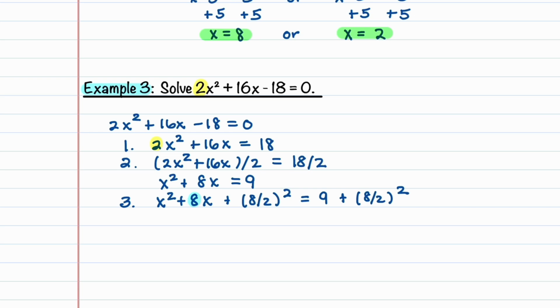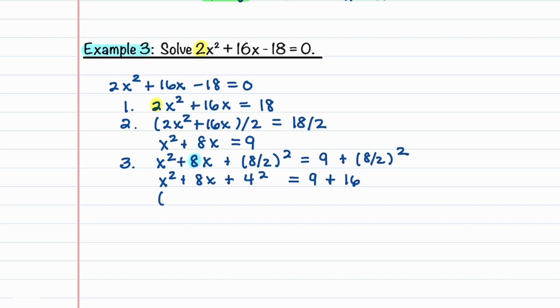Now let's simplify. This is x squared plus 8x plus 8 divided by 2 is 4 squared. And then on our right, we have 9 plus 4 squared, which is 16. On our left, we can write it as a perfect square. This is x plus 4 quantity squared. And then on the right, we have 25. Now our last step is to just solve for x. So we'll take the square root of both sides.